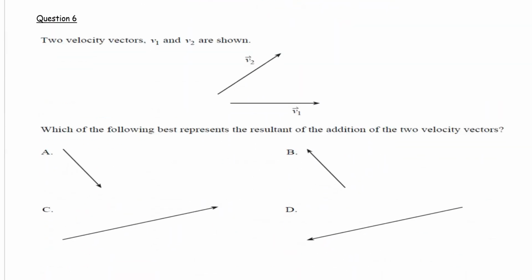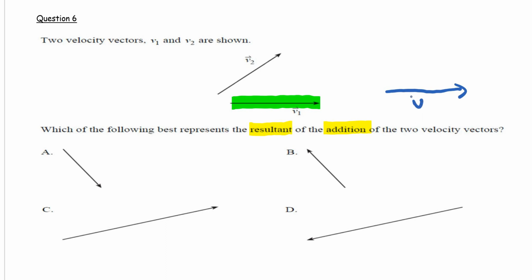For question number 6, I have two velocity vectors, v1 and v2. And I need to figure out which of the following best represents the resultant vector. So you're adding the two vectors together. So this one's actually not too bad. You take this green vector right here. So I'm going to just redraw it like that.